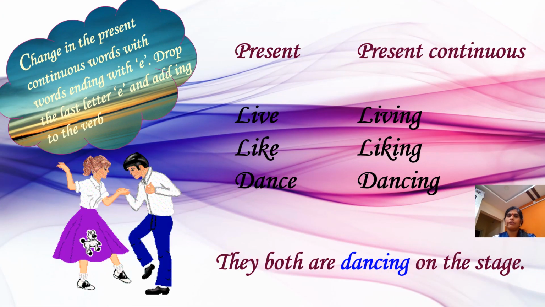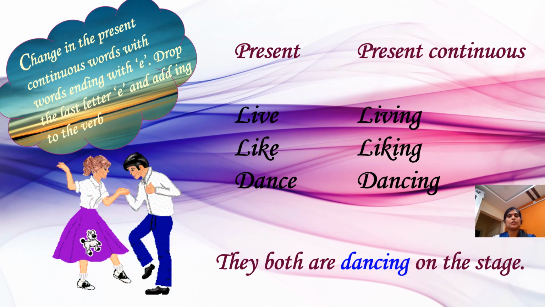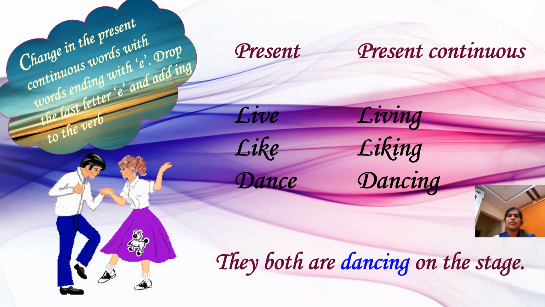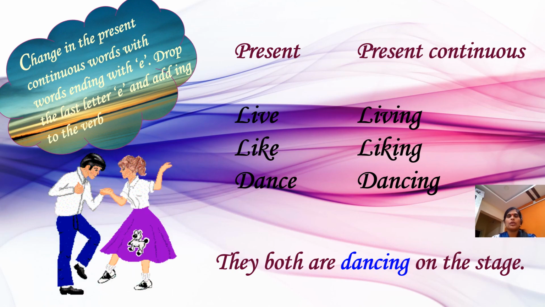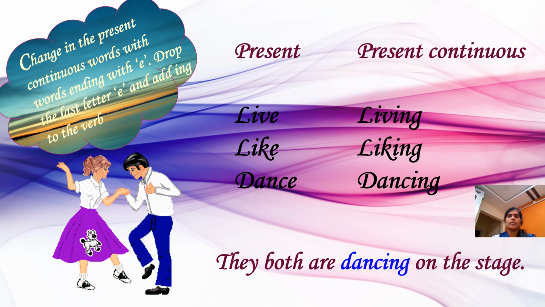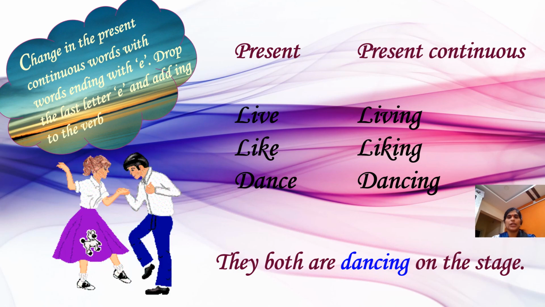Here are a few more examples. The words ending with the letter E, and while changing them into the present continuous tense, the letter E was dropped. Let us see what the examples are. Live, living. Like, liking. Dance, dancing. They both are dancing on the stage.